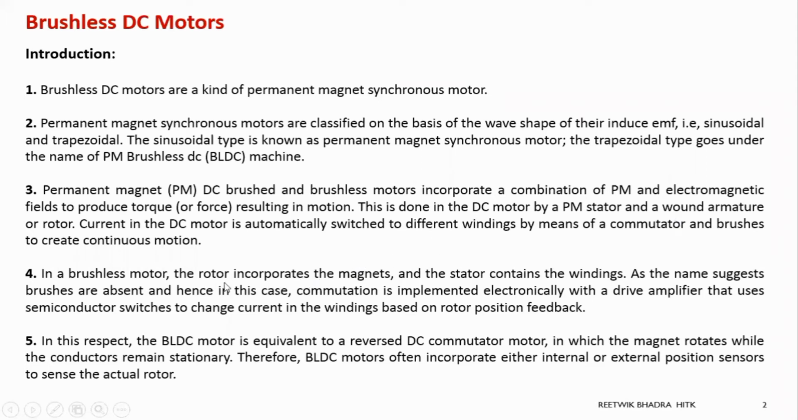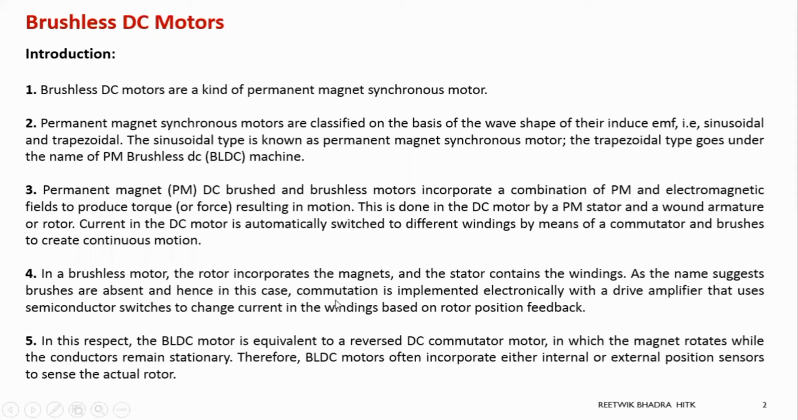Now, in a brushless DC motor, the rotor incorporates the magnet, which is very important here, and the stator incorporates the winding. It is just the complete opposite to your DC motor. In a DC motor, your armature is rotating and your field is static, which means it contains the poles. But here, the rotor incorporates the magnets and the stator contains the windings. So brushes are absent, as I have just told you.